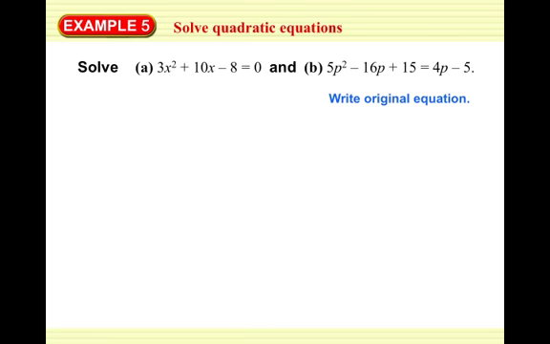All right, so let's look at 3x squared plus 10x minus 8 equals 0. So we want to factor, and again, using the AC method that we showed earlier, you can factor this to be (3x minus 2) times (x plus 4) equals 0.